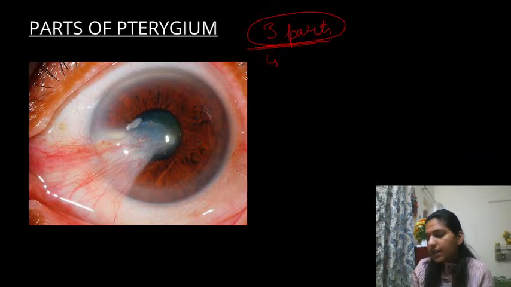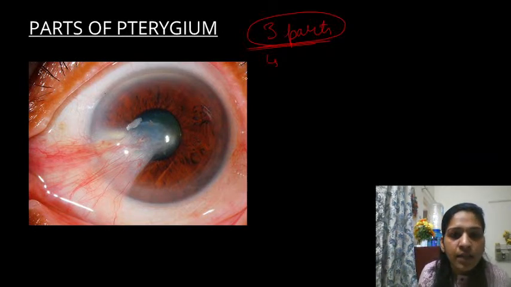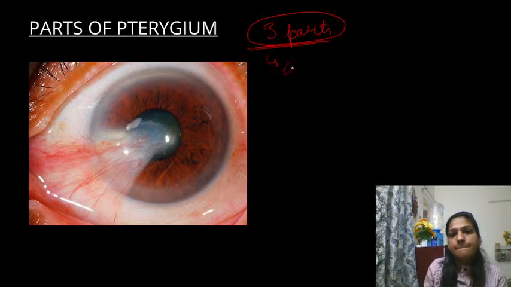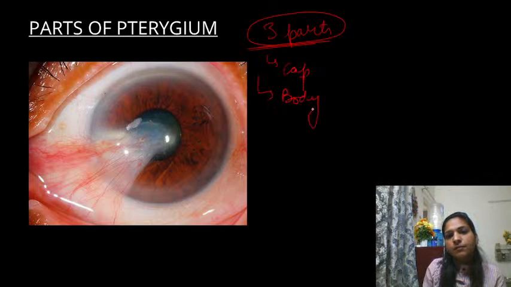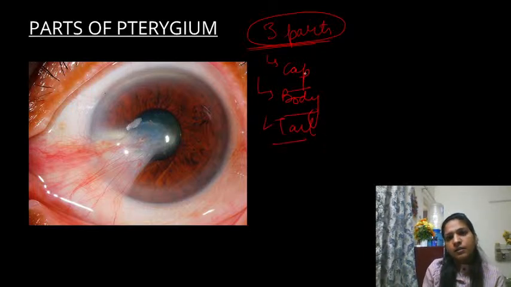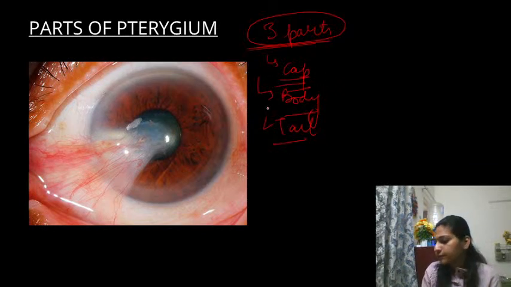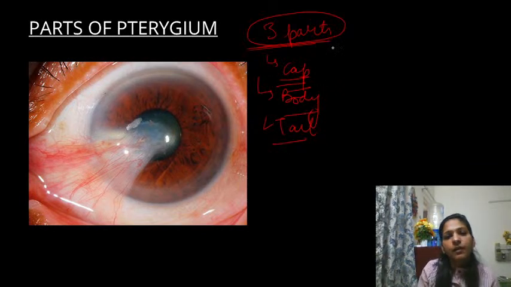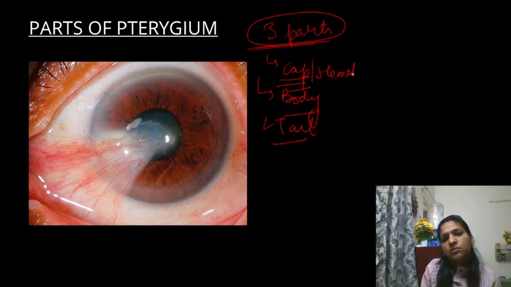Yes, Ashwani Vijayan, please tell me the 3 parts of pterygium. It is cap, body and tail. Okay, cap, body and tail. Yes, you can say head also.